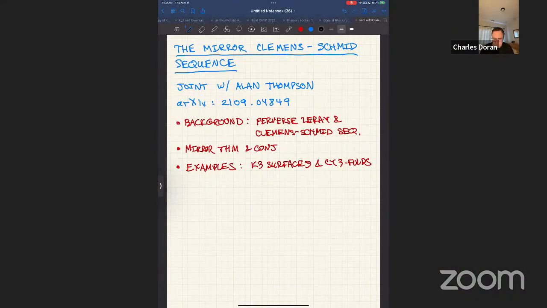What I want to do here is talk about this arXiv paper with Alan from last year. I'll start by zipping through some background on the perverse Leray filtration and the original Clemens-Schmid sequence. And then I'm going to focus on the statement of the mirror theorem and the statement of an associated conjecture, and say something about examples. I might skip the K3 and just jump to the Calabi-Yau threefold, depending upon time.